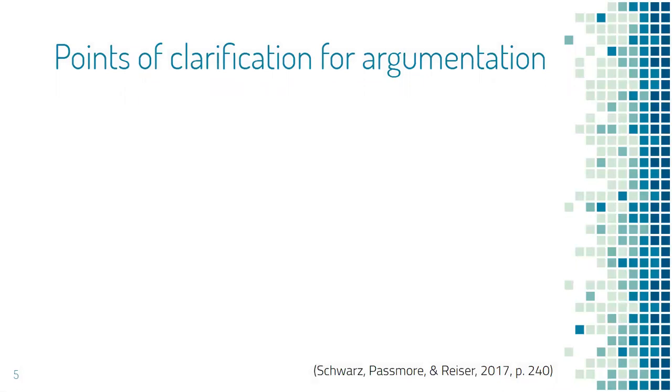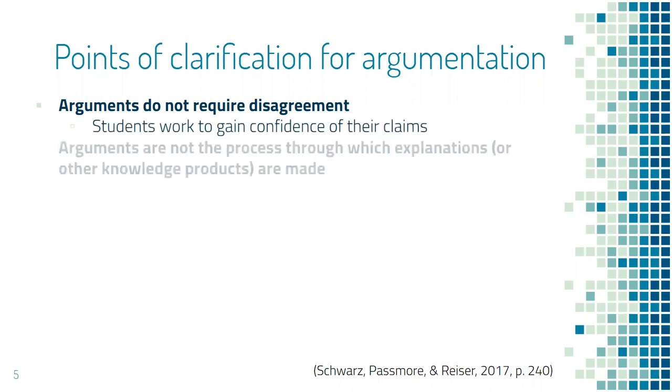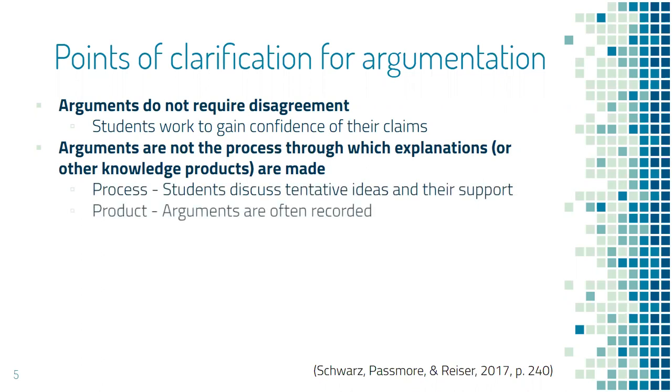Argumentation has an everyday meaning that is not consistent with the process of scientific argumentation. So it helps to clarify what we mean by the process of argumentation. As stated previously, argumentation does not require disagreement. Students are working together to construct knowledge. Arguments are not simply a process through which explanations are created. Argumentation is both a process and a product. The process entails critiquing the claim by evaluating the evidence, and reconciliation leads to the presentation of a final argument, the product.